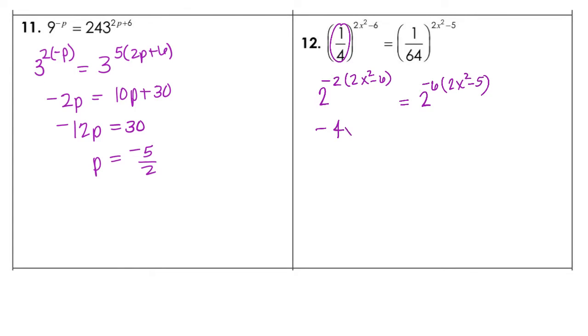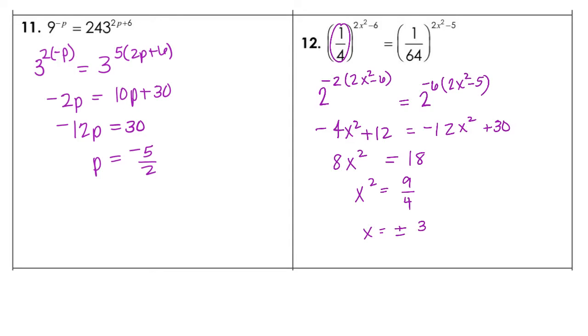So negative 4x squared plus 12 equals negative 12x squared plus 30. I will be adding 12x squared over. So I'm going to have 8x squared equals 18, and so x squared is going to equal, we're going to end up with 9 over 4, and when I do the square root of both sides, remember you do need plus or minus, and that's going to be 3 over 2.